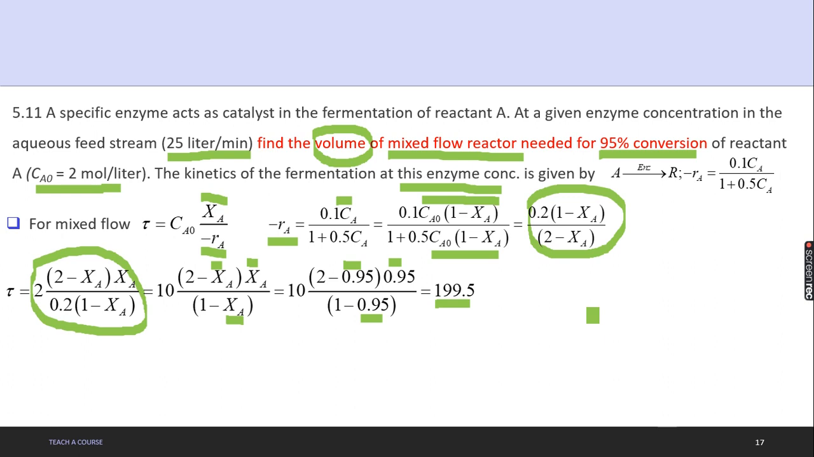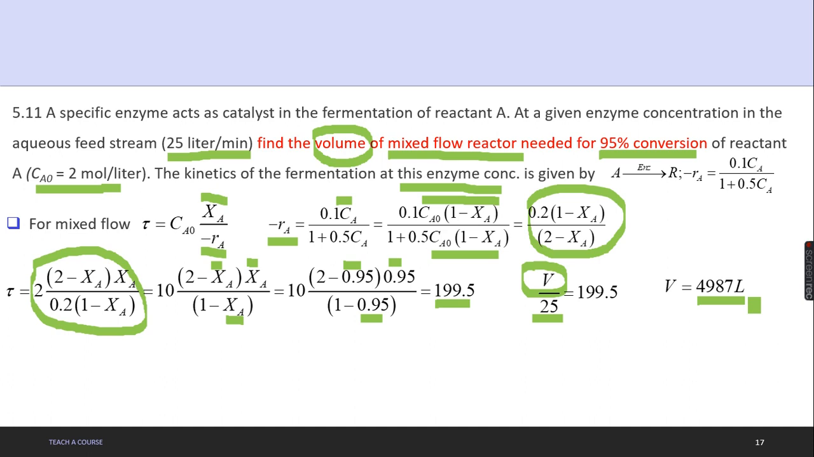Tau equal to V by flow rate. So flow rate is given, 25 liter per minute. So the volumetric flow rate is known, and this is the reactor volume. So V is coming around 4987 liter. So essentially from these three problems we understood how most of the problems can be solved in a simple way. We need to understand the general expression for mixed flow, plug flow reactor system, or even batch reactor system, they are very similar to one another.